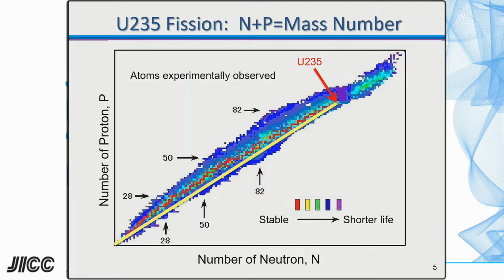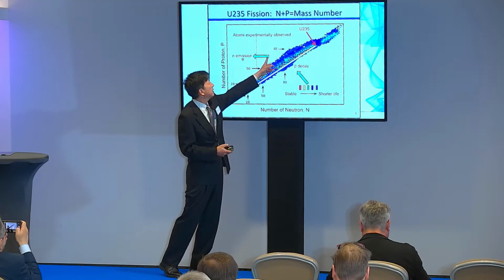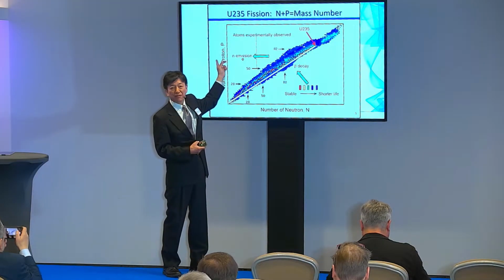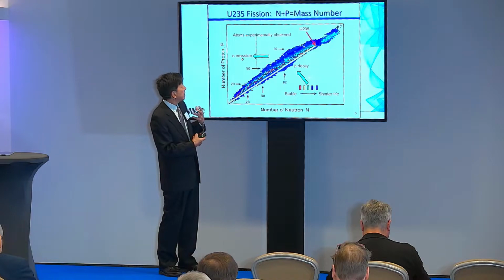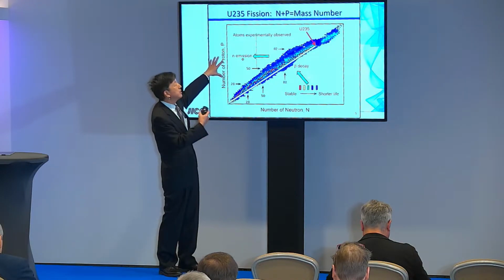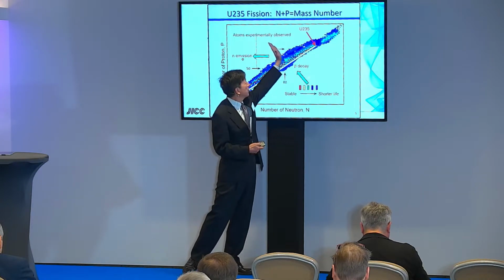That means that if uranium-235 is divided into 2 nuclei, they are not stable. So how can they become stable elements? Okay, one thing is beta decay. They emit beta ray, and then also neutron emission. And if a neutron is emitted, the number of neutrons is reduced. So this is a reaction in this direction, right? And if beta decay happens, the number of protons increases. So this is this direction, okay?